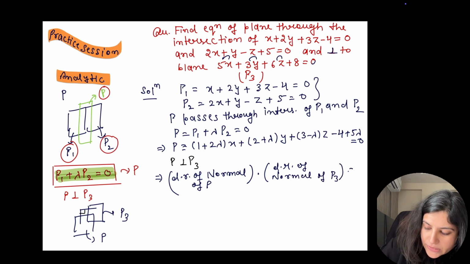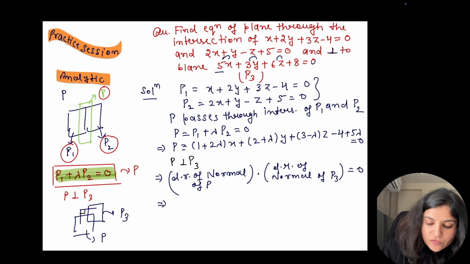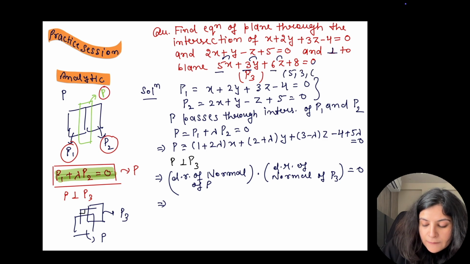Their dot product is equal to 0. So it implies, now what are the direction ratios of P3? Coefficient of x, coefficient of y, coefficient of z. That means 5, 3, 6 are direction ratios of normal of P3.